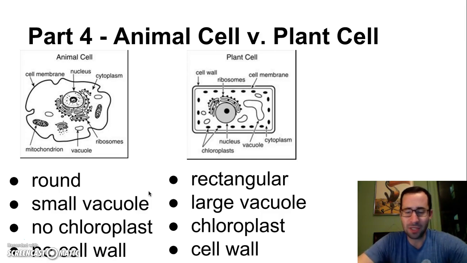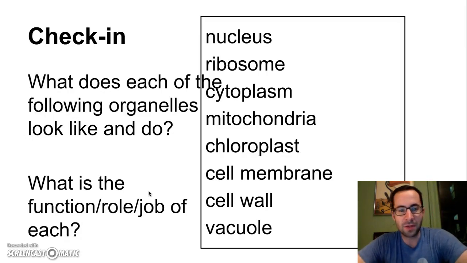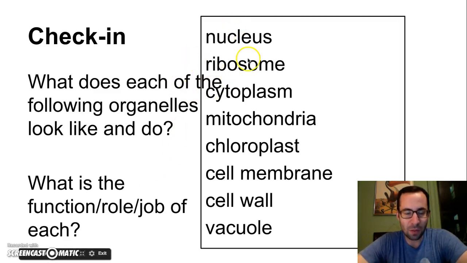All right, so you actually need to know the difference between an animal cell and a plant cell, what they look like, and what the differences are in the organelles. So you definitely need to know that. Very important. All right, so check in with yourself. There's a list of organelles. Sorry for the overflow here.